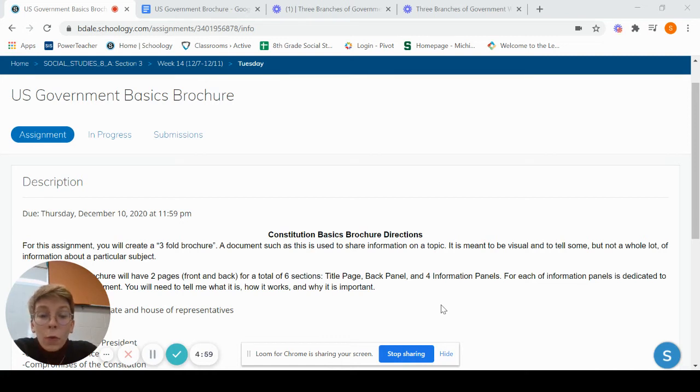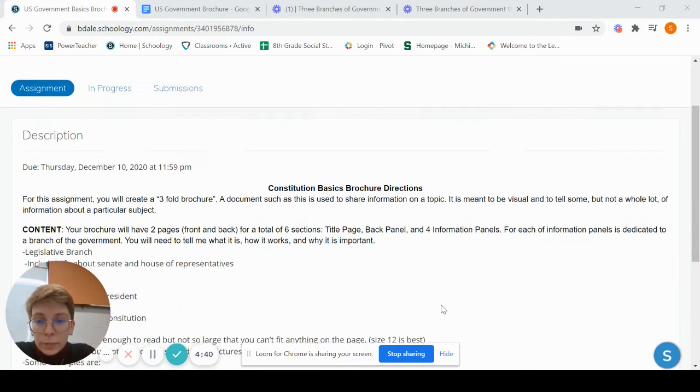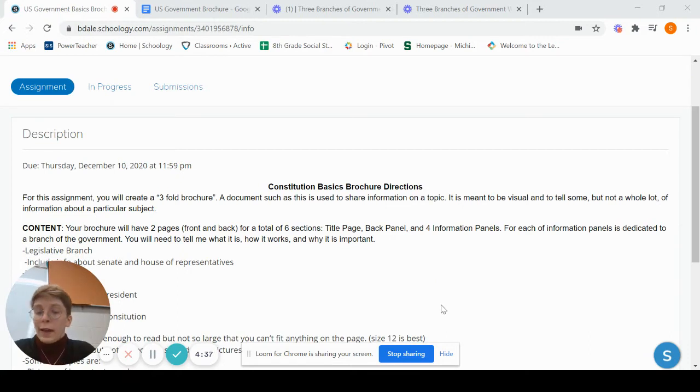So the work for Tuesday and Wednesday is going to be starting to create and put together some of the information that we've been talking about, the Constitution, and creating a brochure, a quick informational brochure. So a threefold brochure, I don't have a piece of paper, let me find one, is one that looks similar to this. You have a front page, and then you have a back.